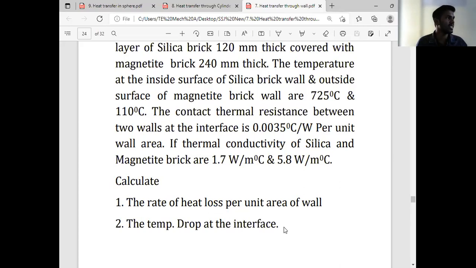Understand, one end temperature is T1, another end temperature is T4. Whatever the contact is, there are two temperatures because temperature drop is there. So T2 and T3 we have to consider at the contact. So our aim is to calculate the value of T2 minus T3.